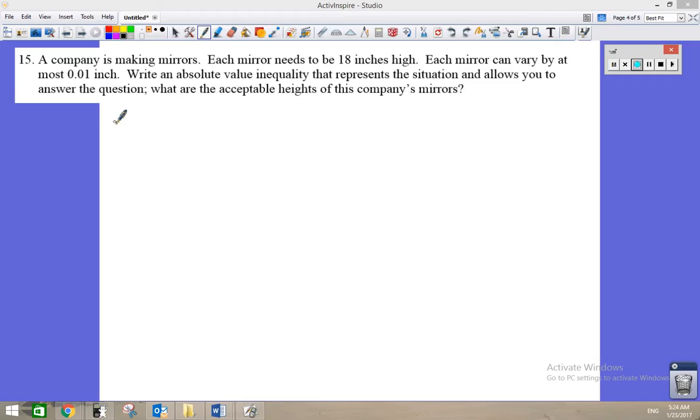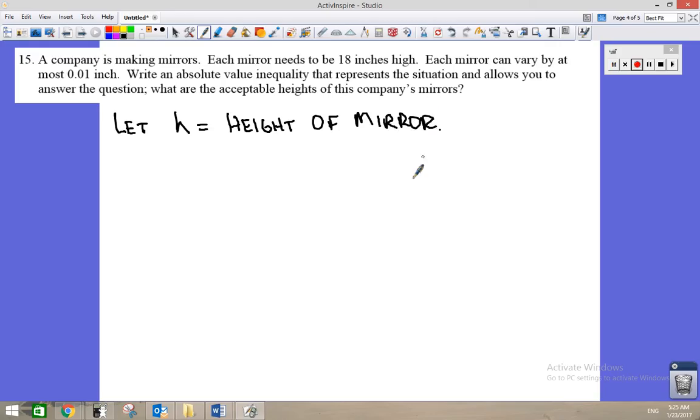So let's let h be the height of the mirror. And the idea in all of these manufacturing type of problems is that we are not able to produce a mirror most of the time with any kind of consistency that is always exactly 18 inches high. There's always just a little bit of error.